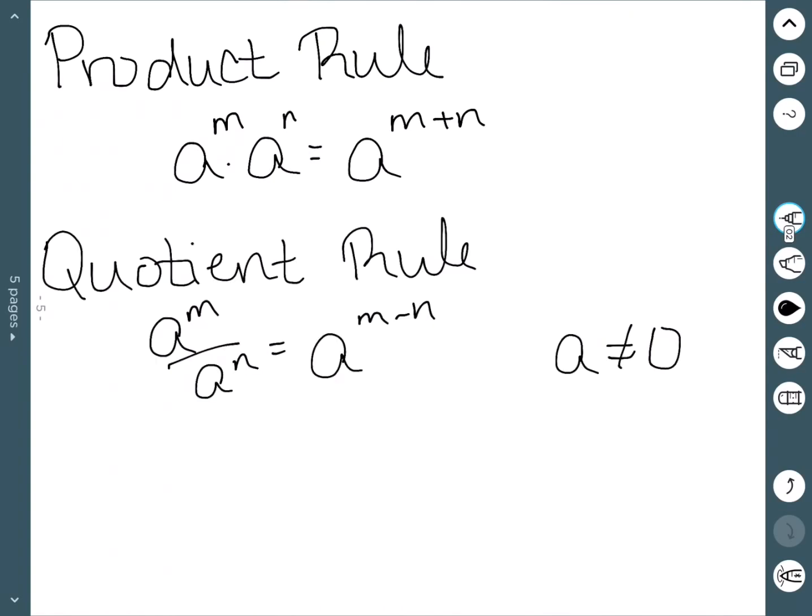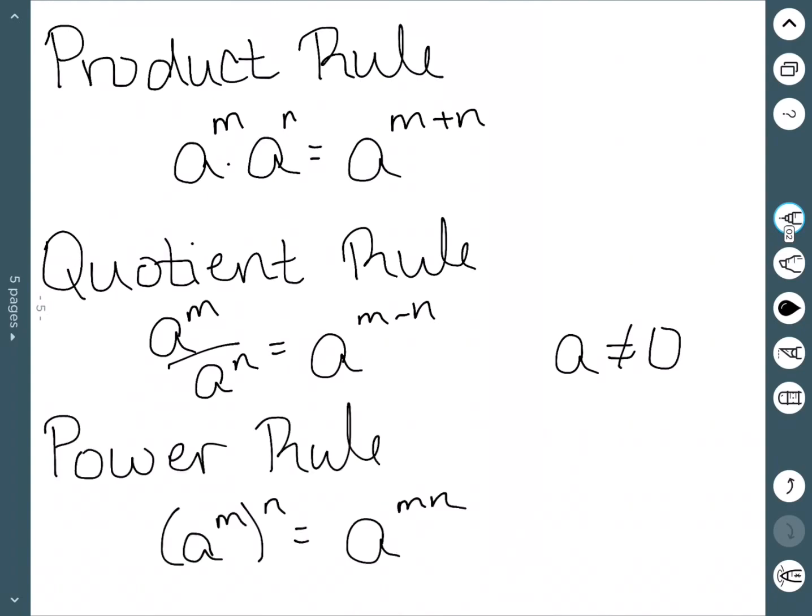If we're dividing and the base is the same, we subtract the exponents. A to the m over a to the n is a to the m minus n. Once again, provided a is not equal to 0 since we can't divide by 0. The next one is the power rule. If we raise an exponent to another exponent, we multiply. So a to the m to the nth power is a to the m times n.